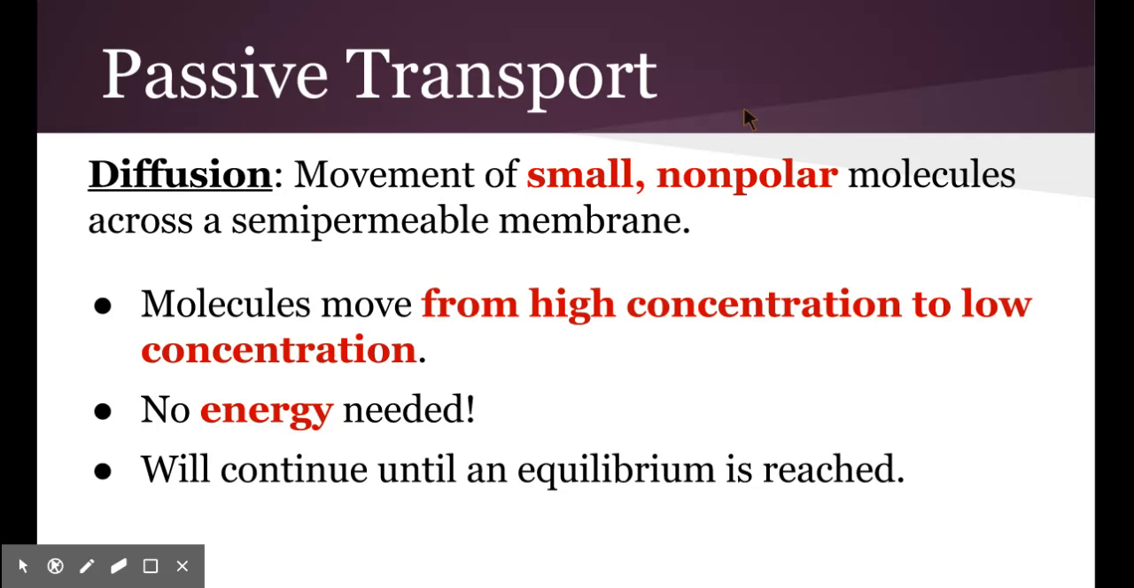The molecules are going to move from high concentration to low concentration. So in an area where there's a lot of them, they're going to spread out, move to areas where there's less of them, and it's not going to use ATP, so no energy required. And this is going to continue, so this movement of molecules from areas where they're crowded, so high concentration, to areas where they're more spread out, low concentration, until we reach what's known as an equilibrium.